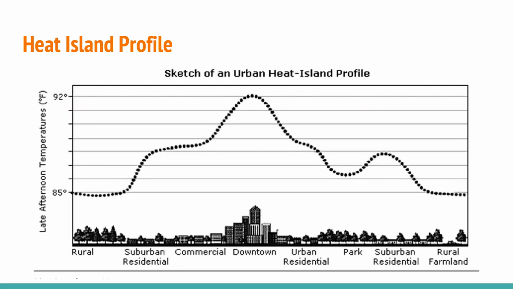Now, I have a diagram here that kind of shows you the impact of an urban heat island profile. And you can see that as we move from the rural to the more industrialized commercial and downtown, we gradually see the average afternoon temperature increase. So when we're reducing the heat island profile, this is what we're looking to reduce.